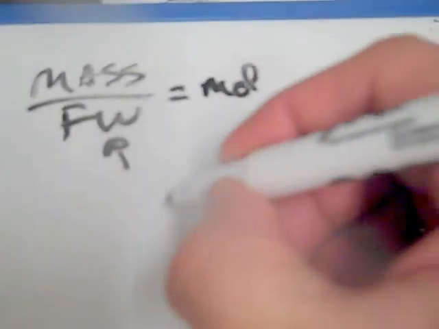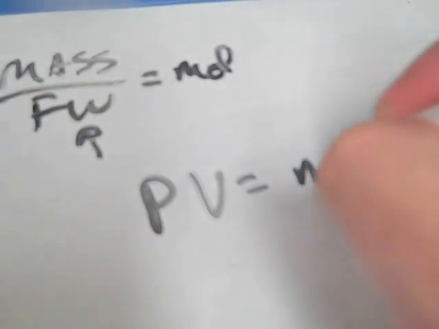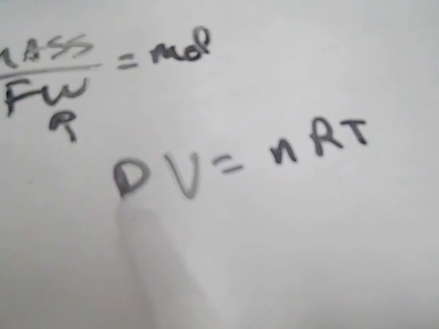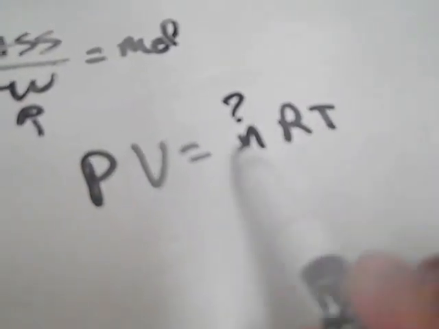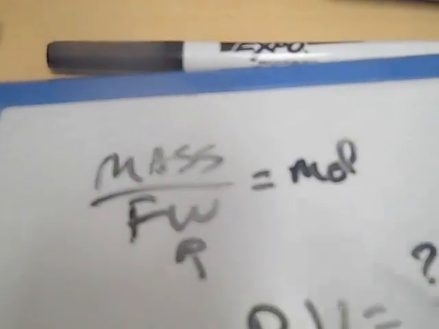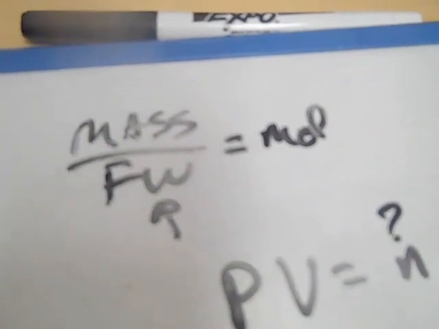So we have PV equals nRT. We're told the pressure. We're told the volume. We're not told the number of moles, so this is an unknown. And we're told the temperature, so we should be able to figure out the number of moles. And from the number of moles and the mass, we should figure out the formula weight of that unknown gas.